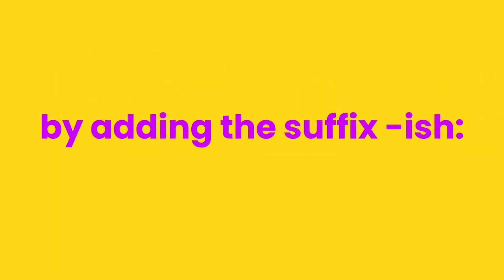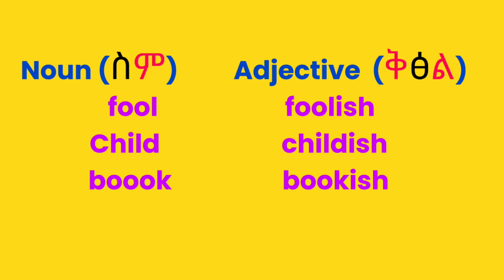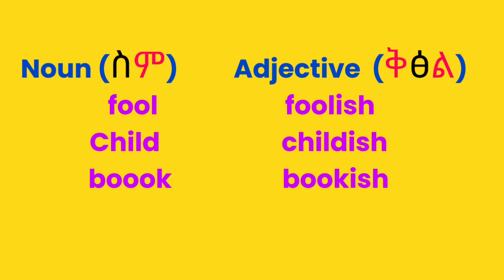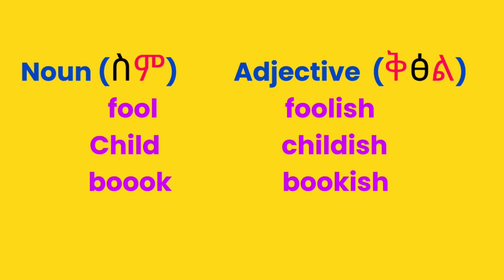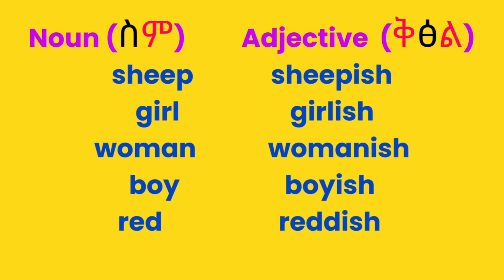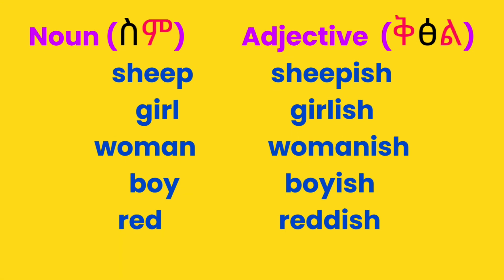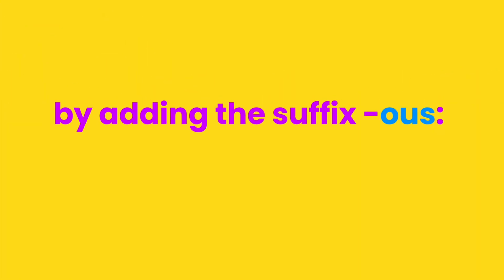By adding the suffix -ish, we can have the following adjectives. From the noun fool to the adjective foolish. From the noun child to the adjective childish. From the noun book to the adjective bookish. From sheep to sheepish. From girl to girlish. From woman to womanish. From boy to boyish. From red to reddish.